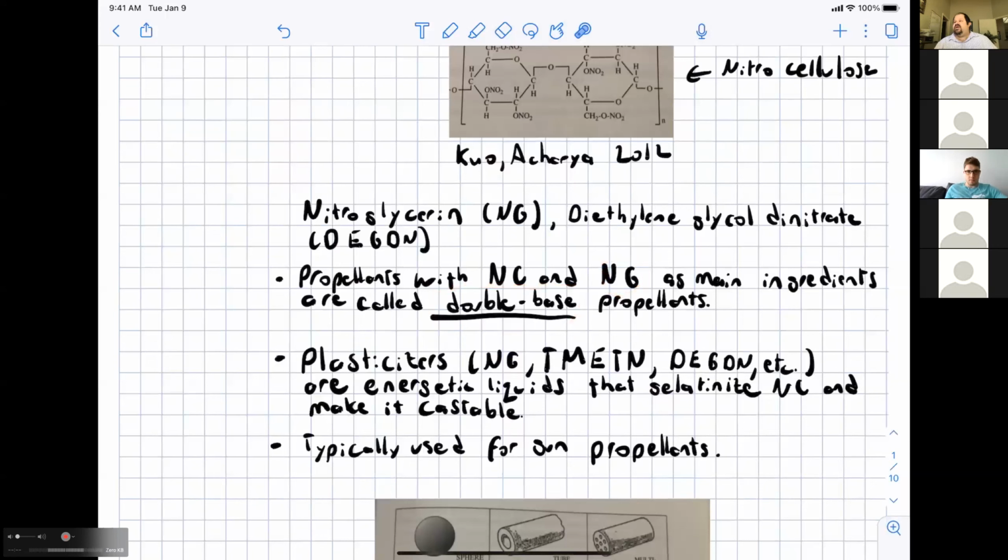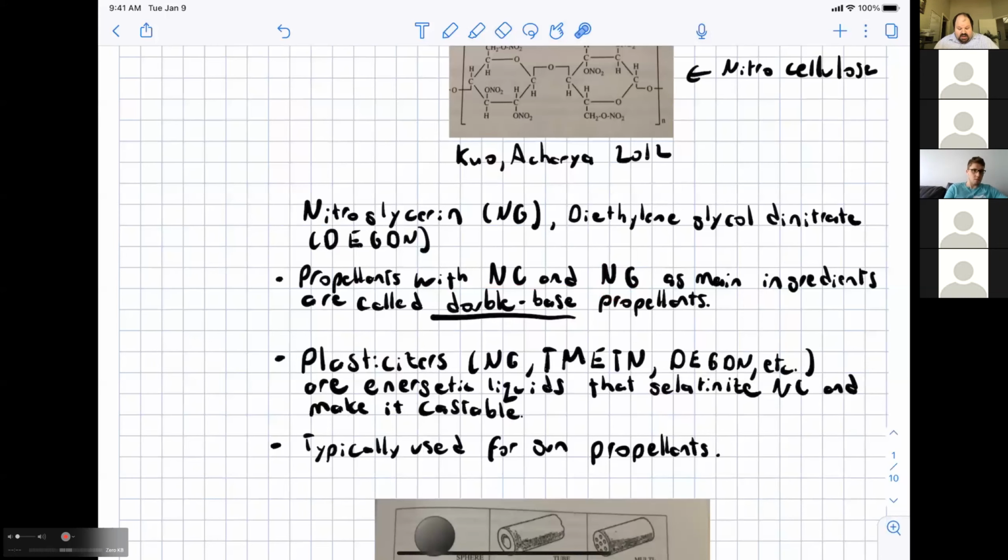You could consider the AP crystal a single base propellant. And also most liquid propellants, you could consider a single base propellant. Like nitroglycerin, if you were to use that by itself as a gun propellant, that would be a single base propellant.